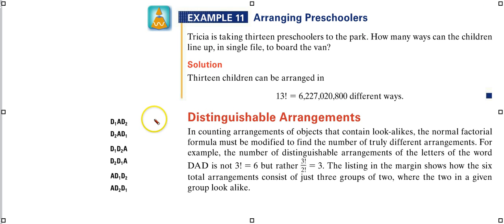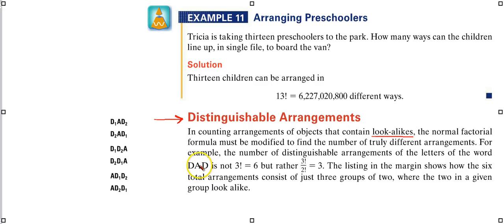Now again, we're modifying the above, and looking at distinguishable arrangements. Here we do not want repeats or lookalikes. So notice, how many letters in dad? Well, there are 3 letters, right? So what possible arrangements can you have? Well, you say 3 letters, it would be 3 factorial. But 2 of the letters are the same.